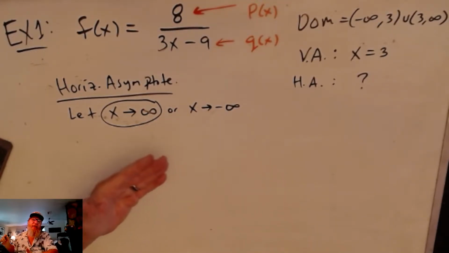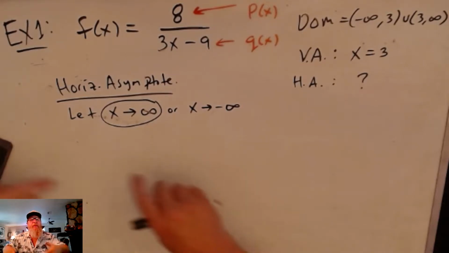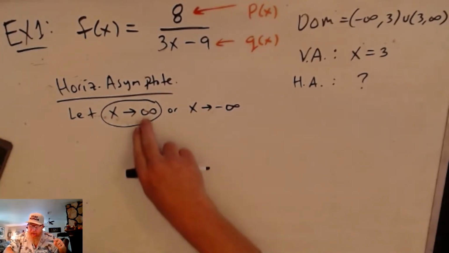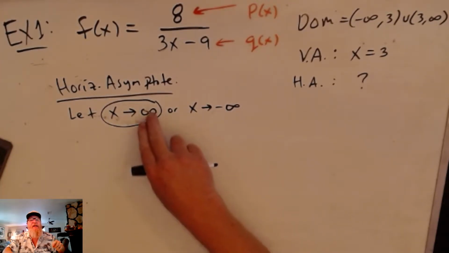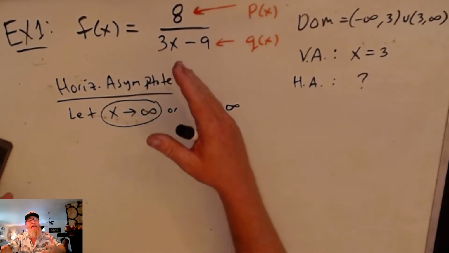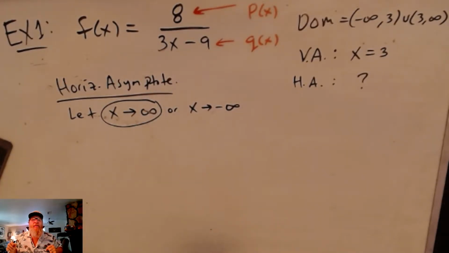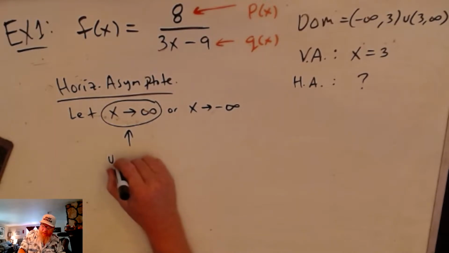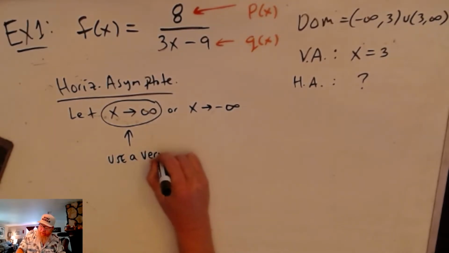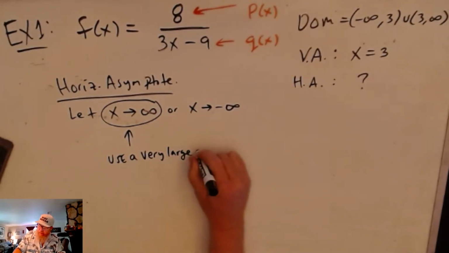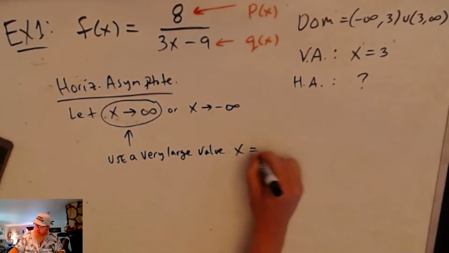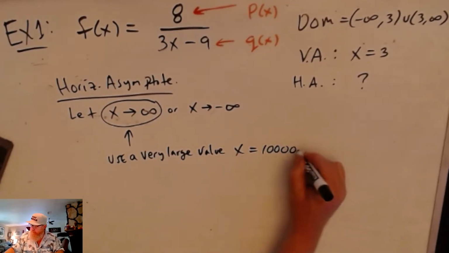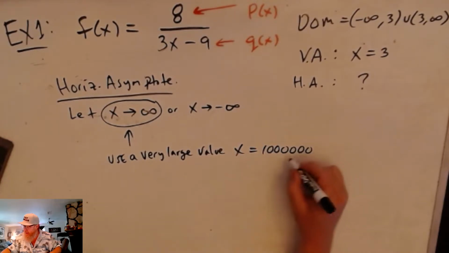If you don't believe me, well, I don't see why you wouldn't, but I can easily demonstrate that if you plug in a very, very large number for x, the same thing is going to happen as if you plug in a very, very small number. Now, it's difficult to plug in infinity, so what we do is we use a very large number. Something like 1,000,000 or 1,000 or 100,000.